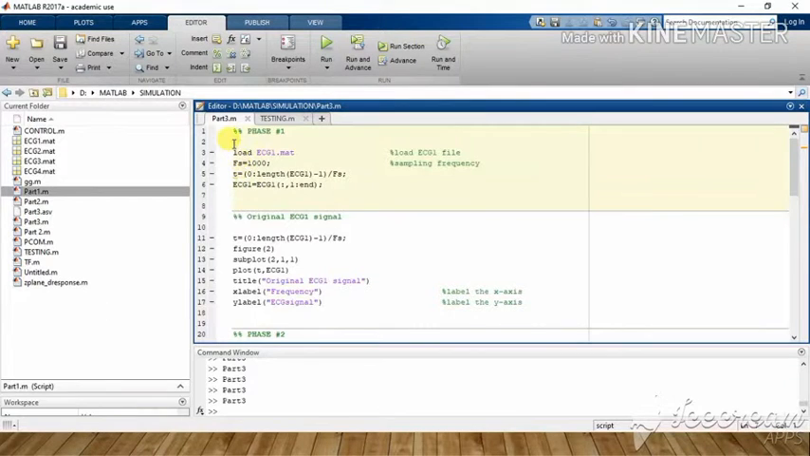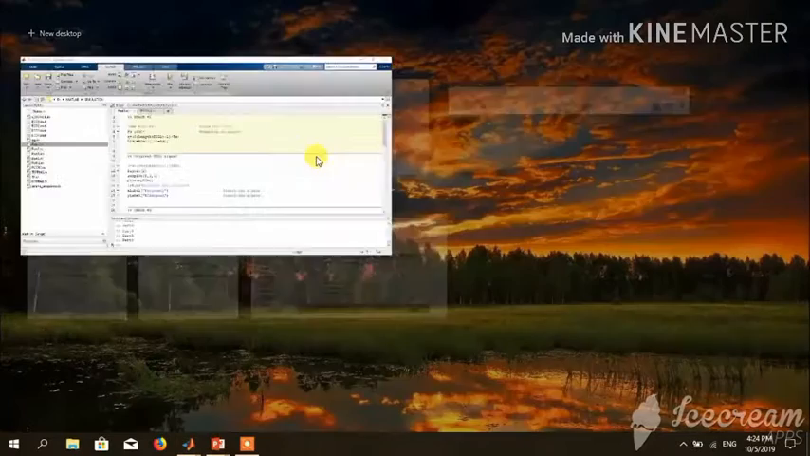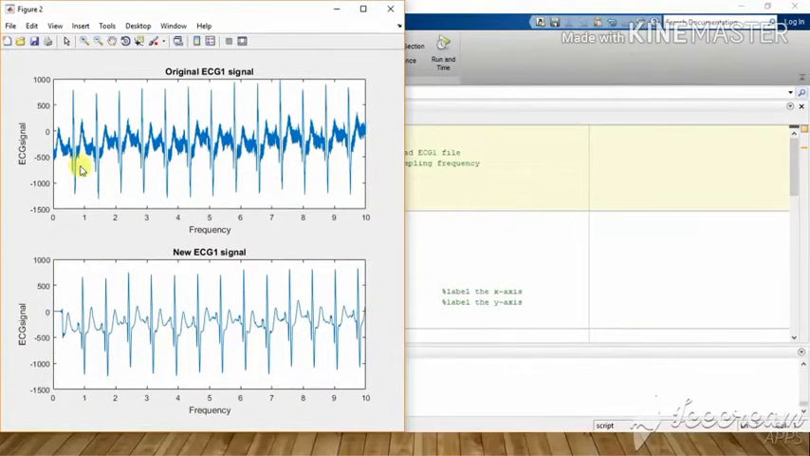As you can see, this is the code that we used to plot the amplitude spectrum of ECG1 during phase 1. This is the amplitude spectrum of ECG1. As you can see, there is some noise in between the signals.